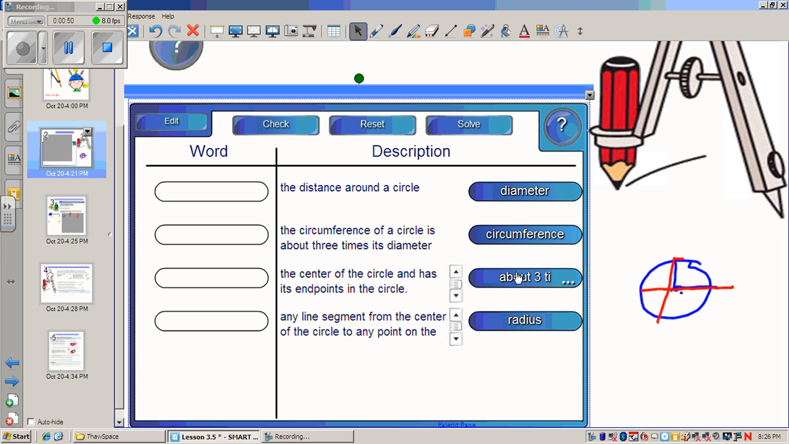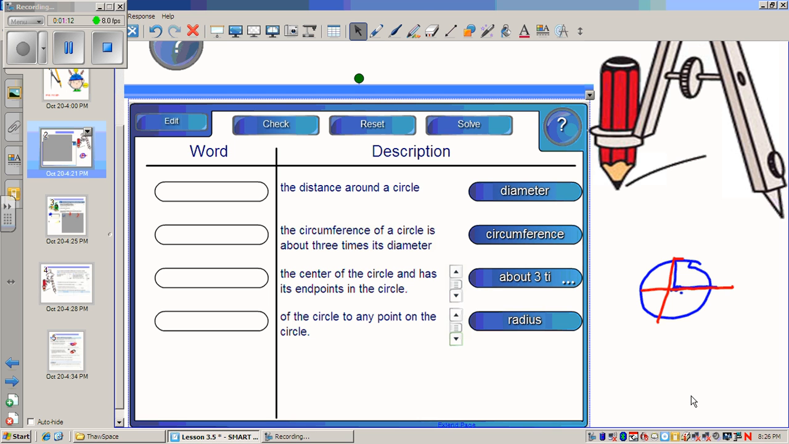The distance around a circle. Hopefully you all have some recollection of what that might mean. The circumference of a circle is about 3 times its diameter. The center of a circle has its endpoints in the circle, and any line segment from the center of the circle to any point on the circle.